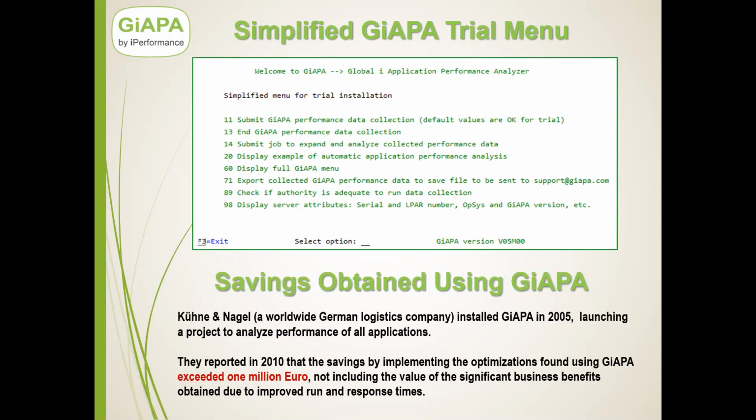Let's just take one more example. GiAPA users provide us with many good references. The large German logistics company Kühne + Nagel was one of our first customers. They defined a special account to keep track of cost and savings by using GiAPA. 5 years later, they announced in the German IT press that their savings by using GiAPA exceeded €1 million, not including the business benefits obtained by shorter response and runtime.